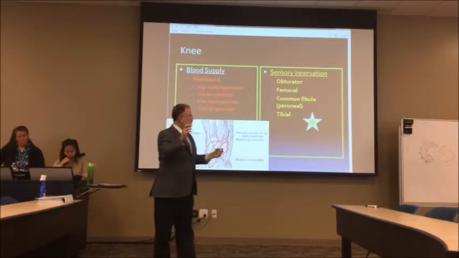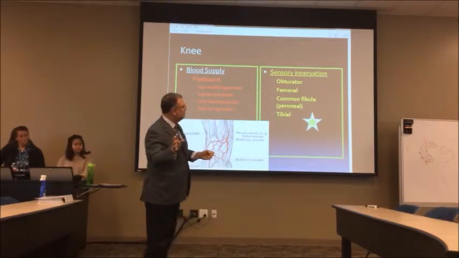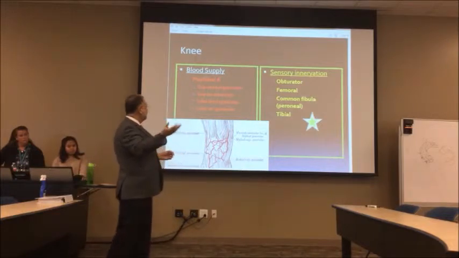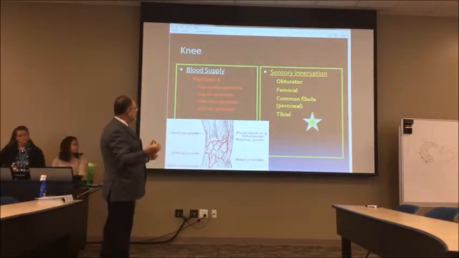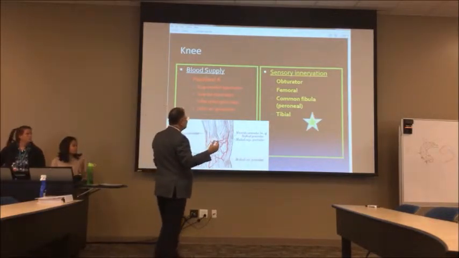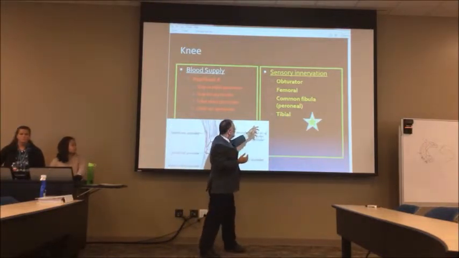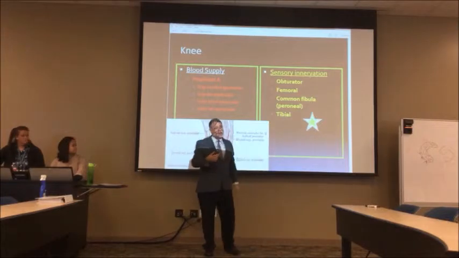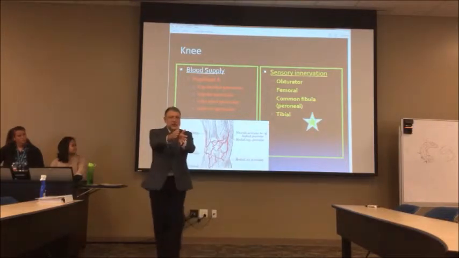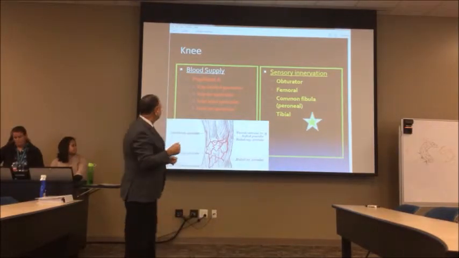Sensation or innervation should be really considered as motor from the obturator and the femoral. Both are specific from the lumbar plexus, as the anterior and posterior division, and then you're going to have the common fibular or peroneal. Also, that's coming from the sciatic nerve, as well as the tibial. Those are the two divisions of the sciatic nerve.